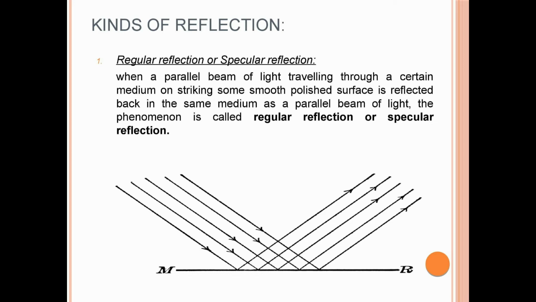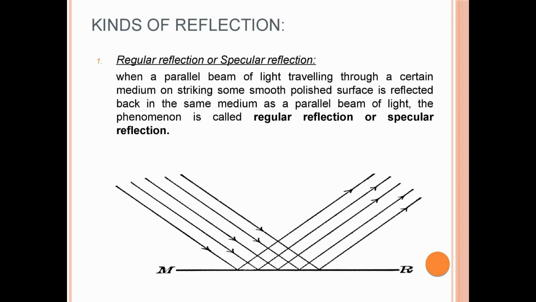Kinds of reflection. Number one is regular reflection or specular reflection. When a parallel beam of light traveling through a certain medium, on striking some smooth polished surface, is reflected back in the same medium as a parallel beam of light. The phenomenon is called regular reflection or specular reflection.